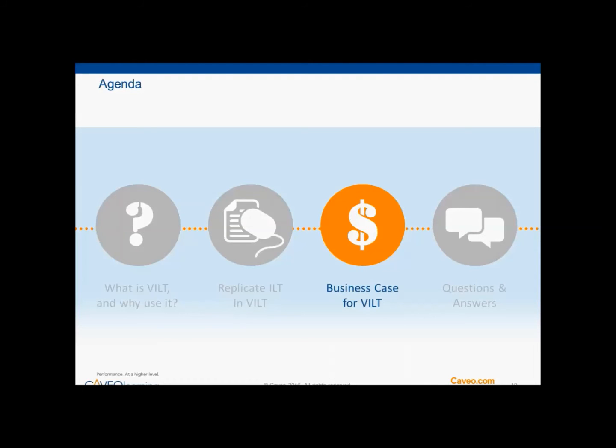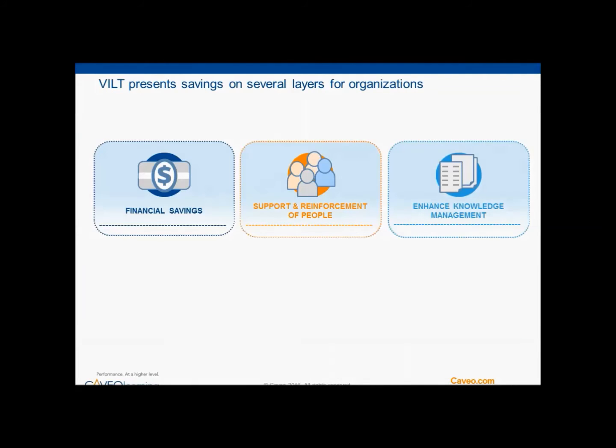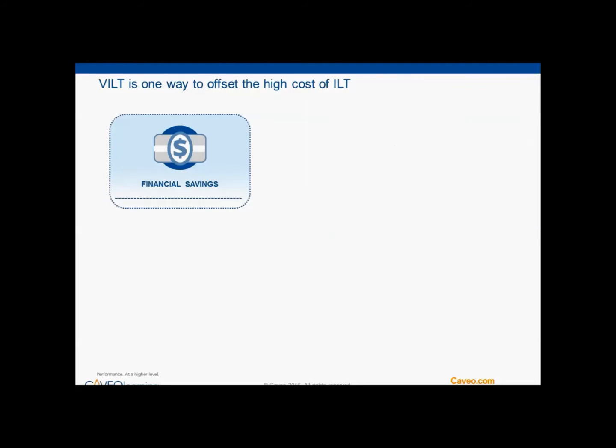So let's talk about the business case for VILT. What are the values? What's the good stuff within VILT that will help you create a business case for it? So VILT does have several layers of savings or value for organizations, and you can see 3 of them here. We have financial savings, support and reinforcement of the people, enhancement of the knowledge management. So 3 key areas. We're going to start with the most obvious one, our financial savings.